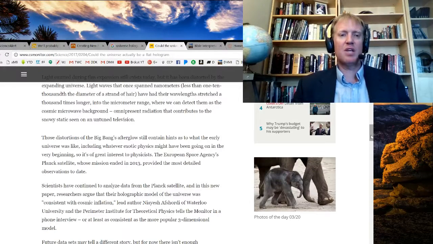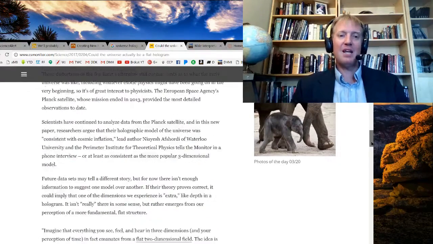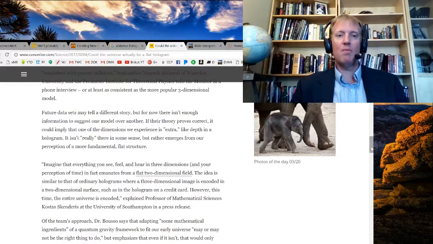The article goes on to say, scientists have continued to analyze data from the Planck satellite, and in this new paper, researchers argue that their holographic model of the universe was consistent with cosmic inflation. Lead author Niayesh Afshordi of Waterloo University, the Perimeter Institute for Theoretical Physics, tells the Monitor in a phone interview, or at least as consistent as the more popular three-dimensional model. Future data may tell a different story, but for now there isn't enough information to suggest one model over another.